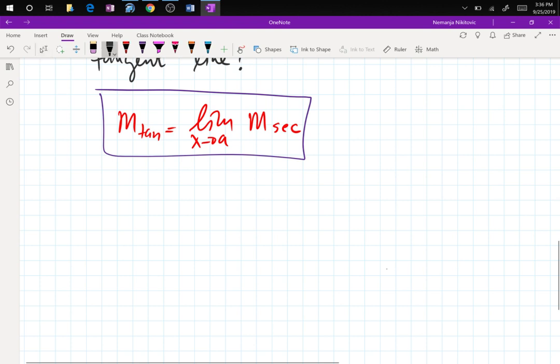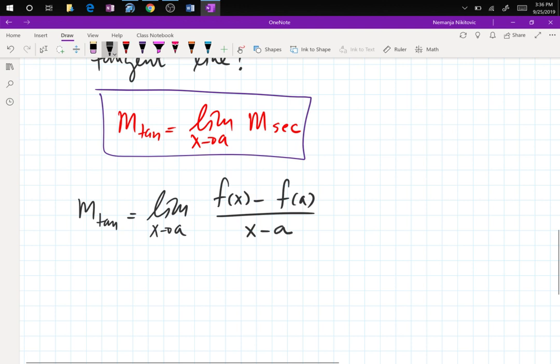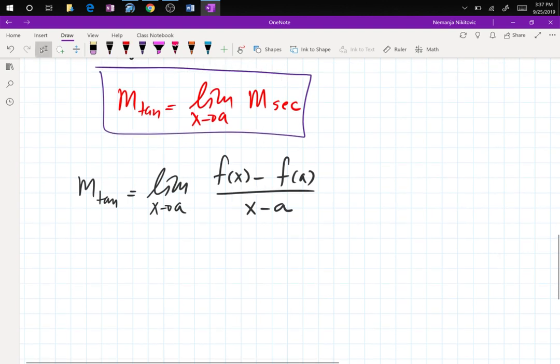That will be like the theory, right? And what we do in practice here is we say m tangent is the limit as x goes to a of f of x minus f of a divided by x minus a. Now, this form is not particularly useful to us to calculate the slope. So what we do is we modify this so it's a little bit more user-friendly as we want to calculate these slopes.